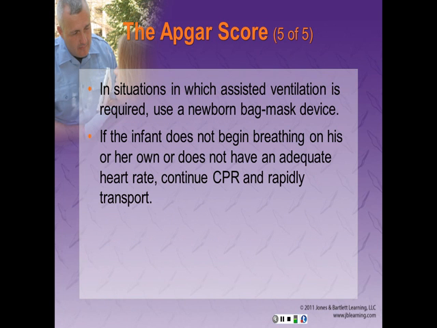In situations in which assisted ventilation is required, you should use a newborn BVM. Make sure you have a good mask-to-face seal and use gentle pressure, making the chest rise with each ventilation. If the infant does not begin breathing on his or her own or does not have an adequate heart rate, continue CPR and rapid transport. And once CPR has been started, do not stop until the infant responds or is pronounced dead by a physician.